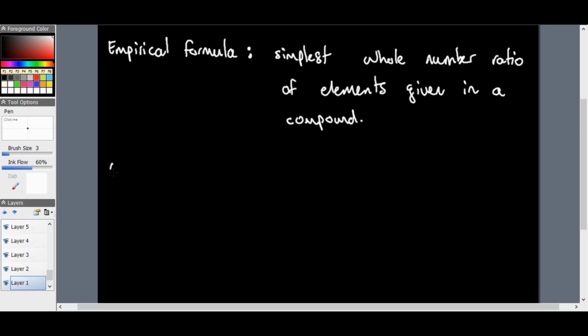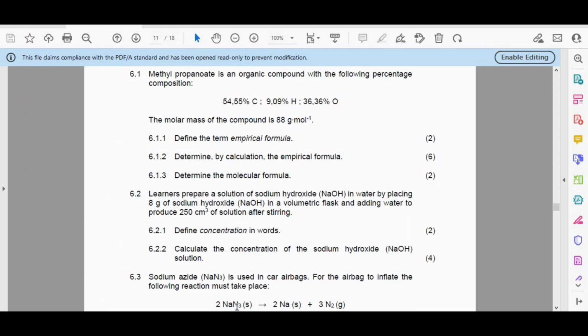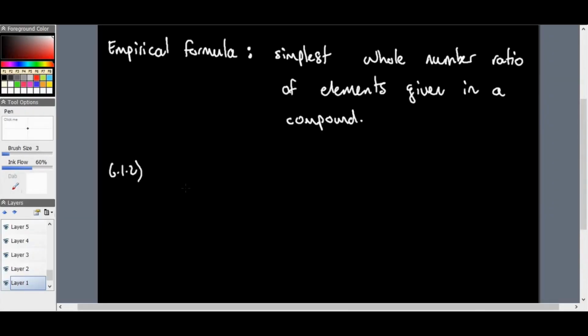Now 6.1.2, that was the nice question that we all know so well. Determine by calculation the empirical formula, and that is for 6 marks. So what do we need to do? We first need to calculate the number of moles. So we all know the formula for the amount of moles is equal to mass divided by molar mass.